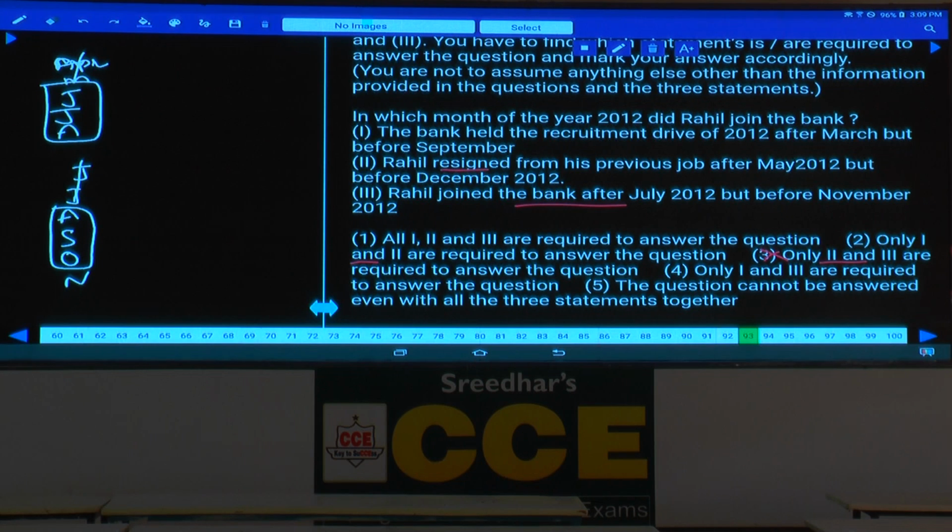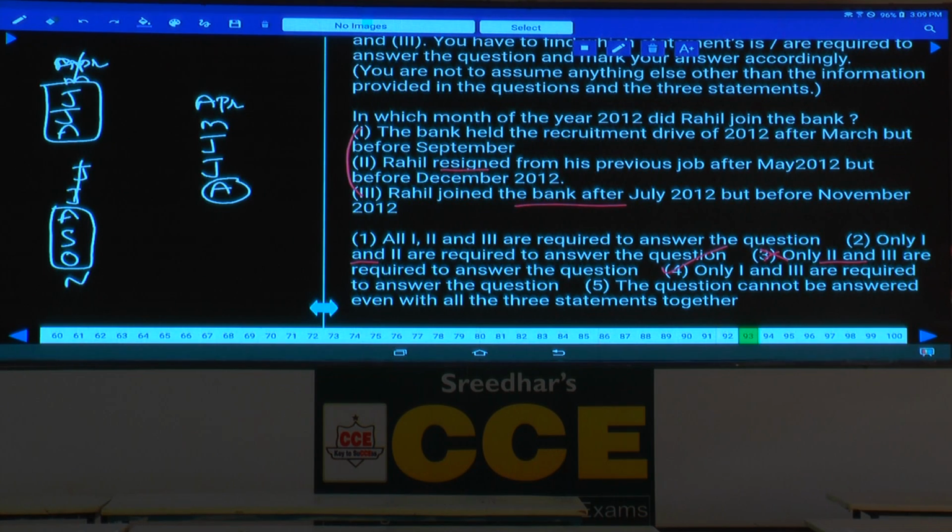Then 1 and 3. If you compare this 1 and 3, bank held the recruitment drive of 2012 after March, before September. After March, before September, it could be either April, May, June, July or August. This is 1. Then what about 3 here? Rahil joined the bank after July. After July, in this one, what is there? Only August. Are you getting the answer or not? Hence by combining which 2 am I getting the answer here? By combining 1 and 3. Hence 1 and 3 is sufficient, choice 4.